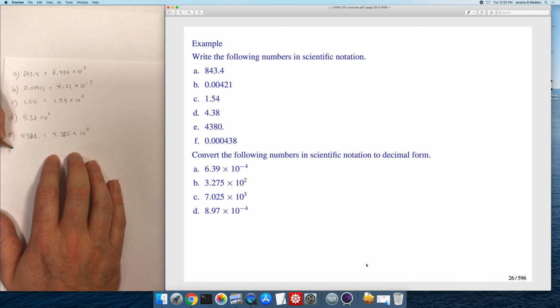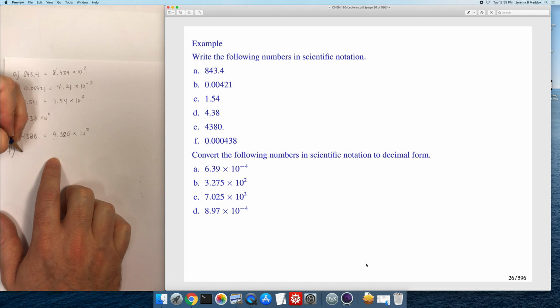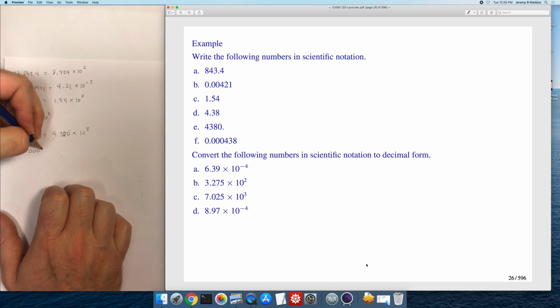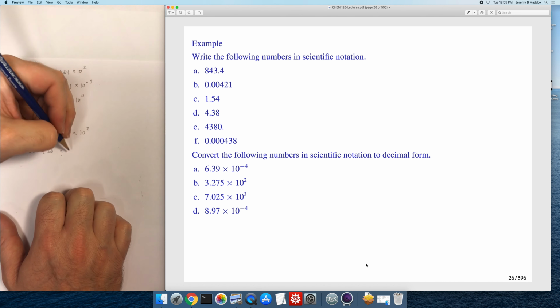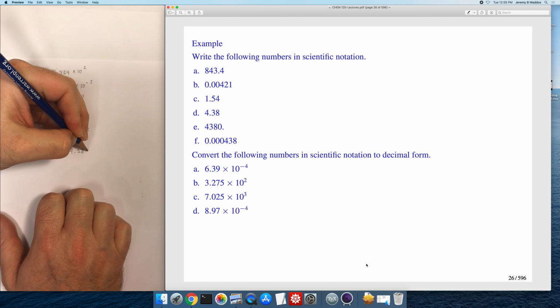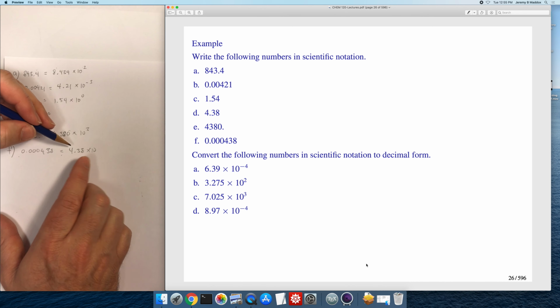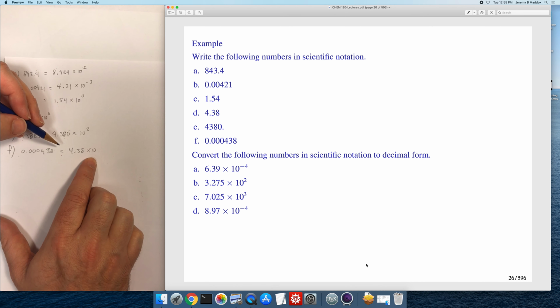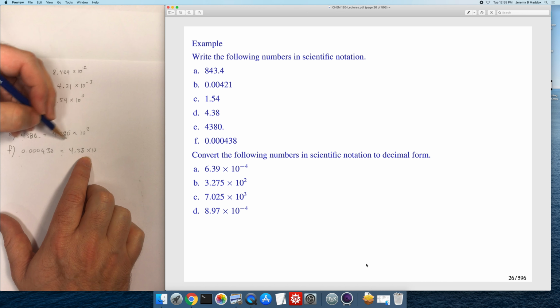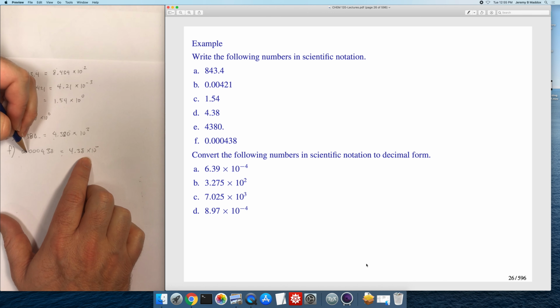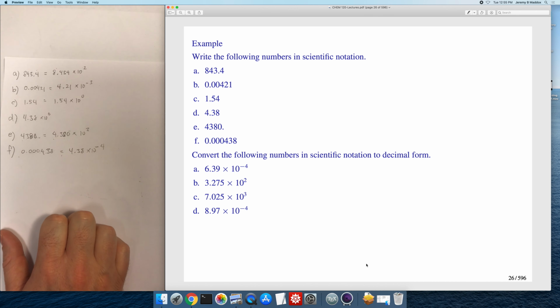For part F here, we have a small number. Let's see, there's three zeros there, 8. We would write this as 4.38. So we go from a small number to a larger number. We need to multiply by a power of 10 that's going to make this as small as that. And so we're going to have a negative exponent in that case. 1, 2, 3, 4. 10 to the minus 4.